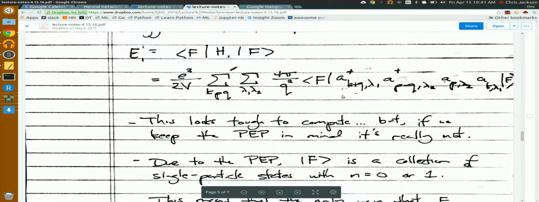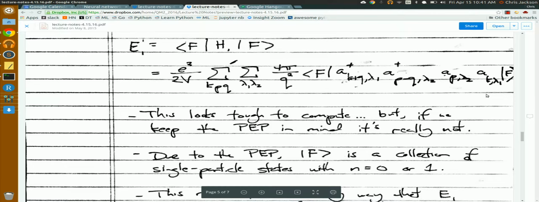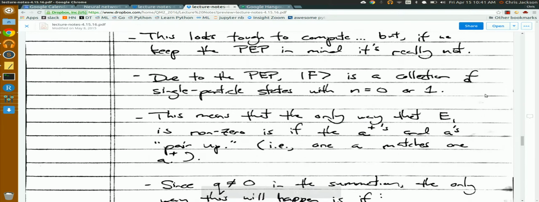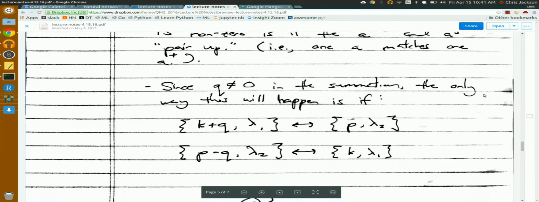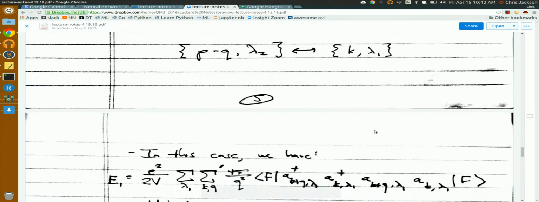Because Q can't be 0, this guy and this guy are going to give me a contribution when they're paired together. So I have to pair the cross terms, if you will, right? I have to pair the guys that have labels K plus Q and lambda 1 with the guys that have P and lambda 2.